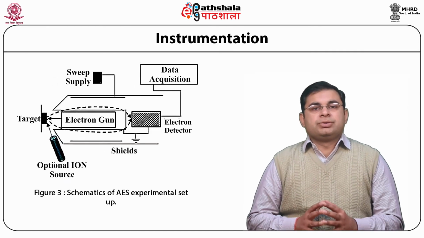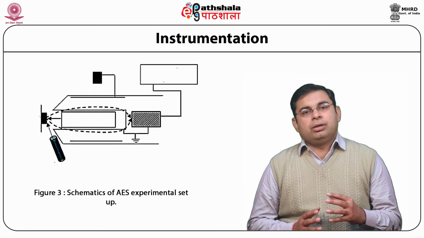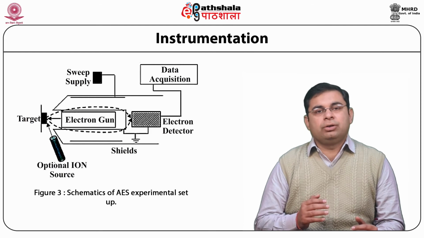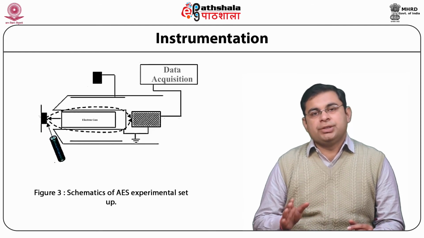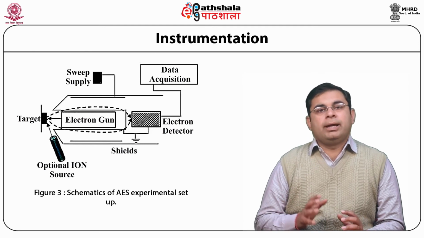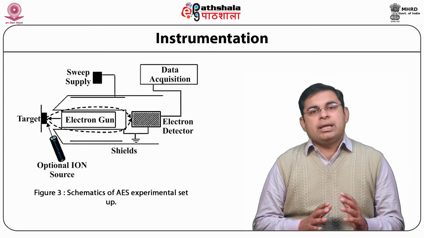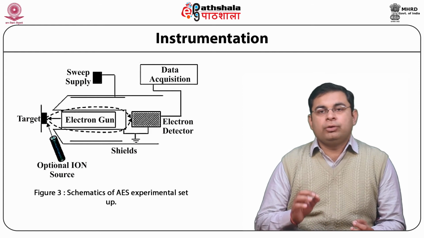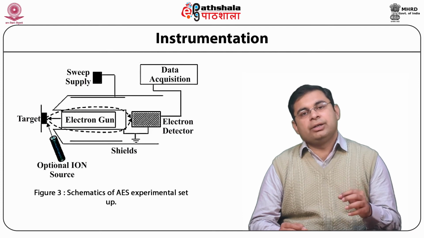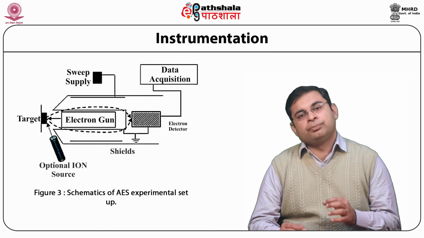Instrumentation. Surface sensitivity in the AES technique evolves from the fact that in solid materials, emitted electrons generally possess energies in the range of 50 electron volts to 3 kilo electron volts and have a relatively short mean free path. Therefore, the escape depth of electrons is limited to a few nanometers in the target surface, which gives AES a higher surface sensitivity due to the lower energy of Auger electrons.